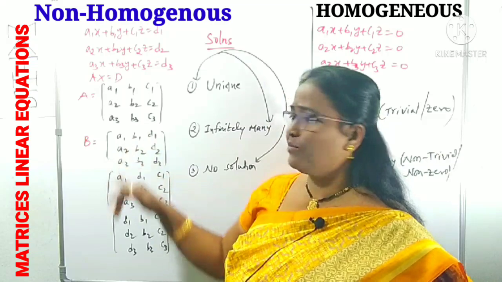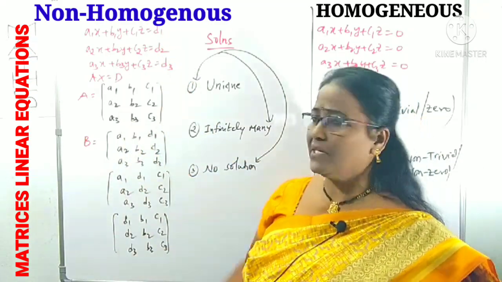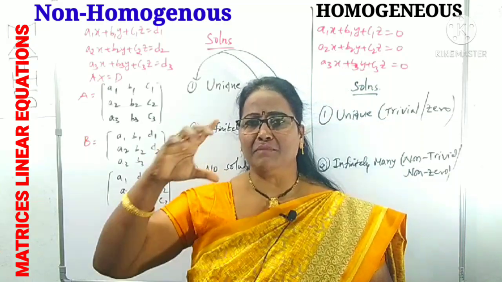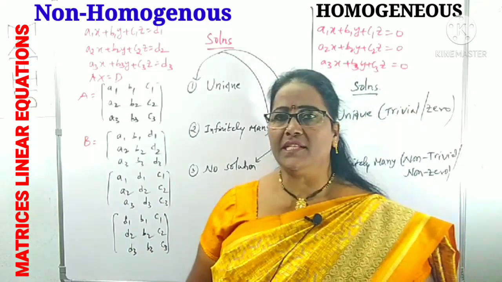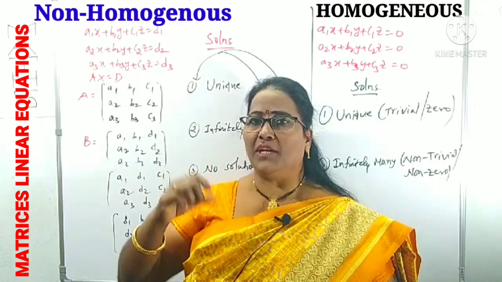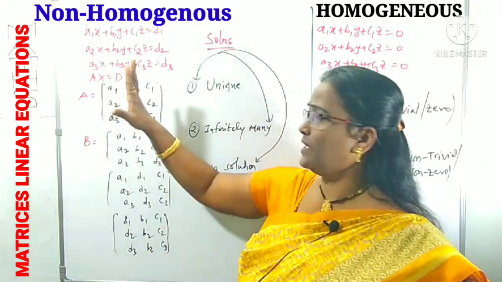Similarly, what can you guess about this one? The last column is replaced by the d's. The first 2 columns are as they are. That is denoted as some letter B matrix. Either this or that, this one. So we can use these wherever we need, whichever you choose. Clear? So how can you collect the A, B?